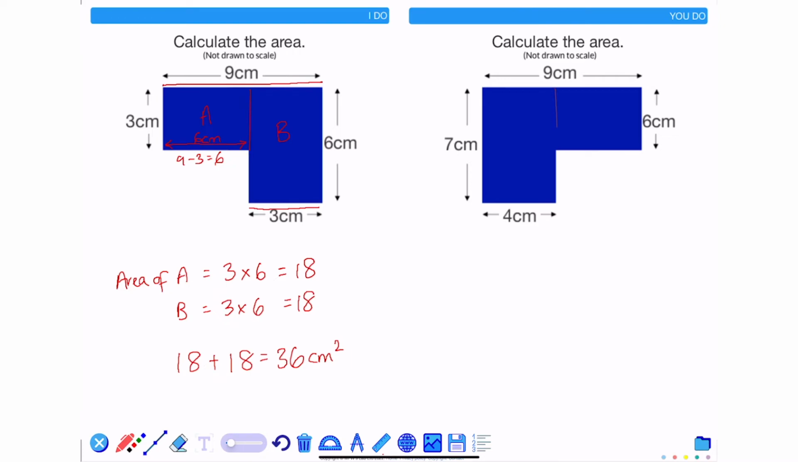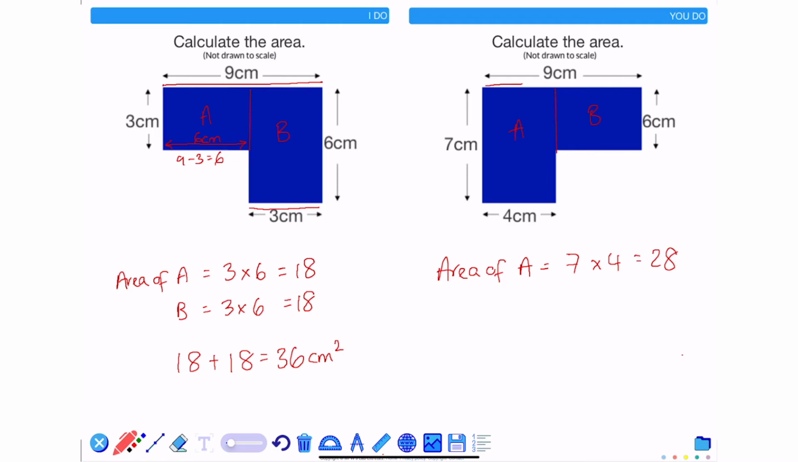So to start, we need to divide this into two simpler shapes, shape A and shape B. The area of shape A is 7 times by 4, which is 28. The area of shape B will be 6 times the base.